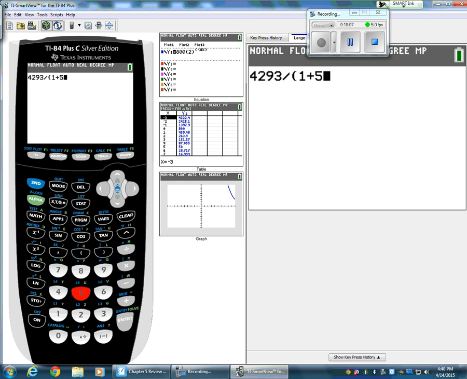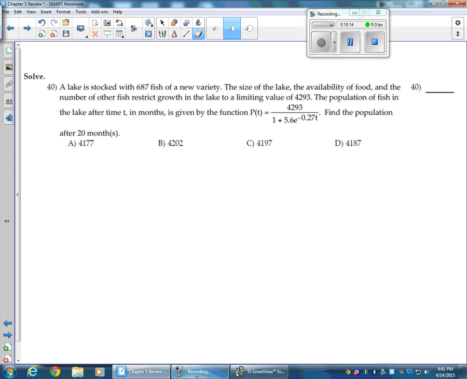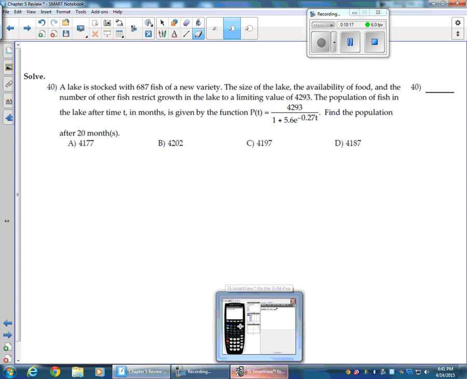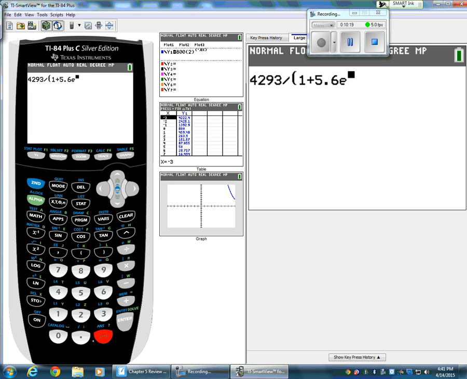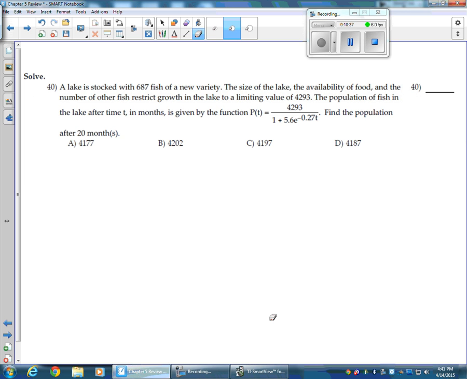5.6 e to the negative 0.27, and t is 20. So negative 0.27 times 20. So 4,293 is our numerator, and all of this is in the denominator. There would be about 4,187 fish. So D would be my answer. That's your review. Good luck.